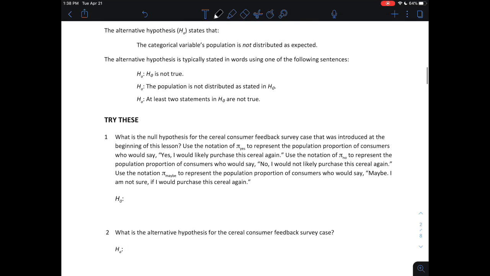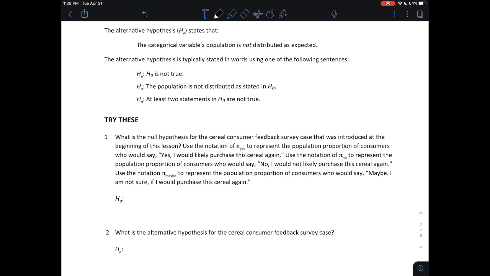So let's start with number 1. What is the null hypothesis for the cereal consumer feedback survey case that was introduced at the beginning of this lesson? Use the notation pi with a subscript yes to represent the population proportion of consumers who would say yes, I would likely purchase this cereal again. Use the notation pi subscript no to represent the population proportion of consumers who would say no, I would not likely purchase this cereal again. And use the notation pi subscript maybe to represent the population proportion of consumers who would say, maybe, I am not sure if I would purchase this cereal again.